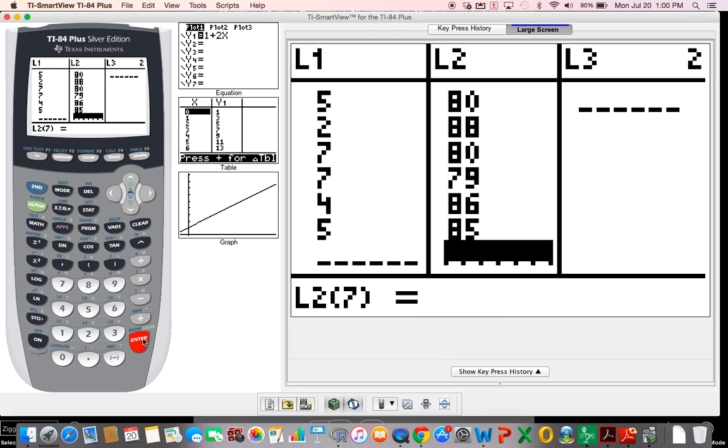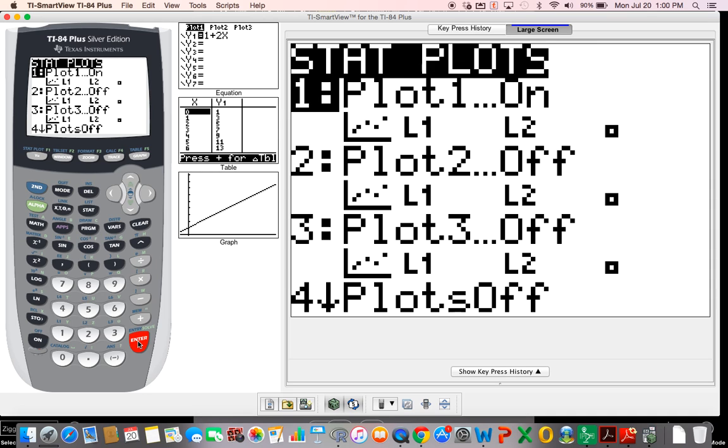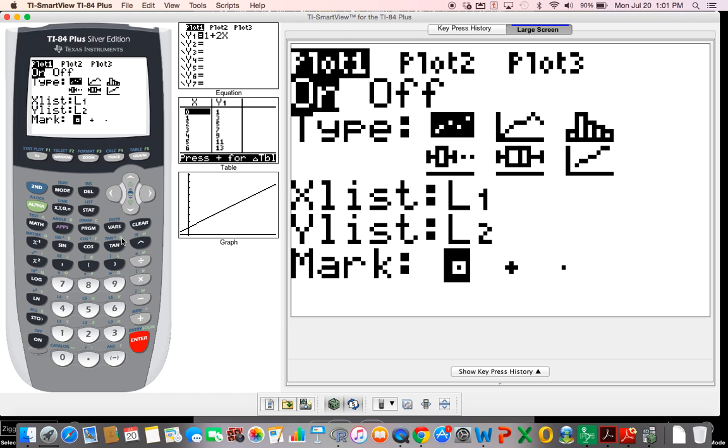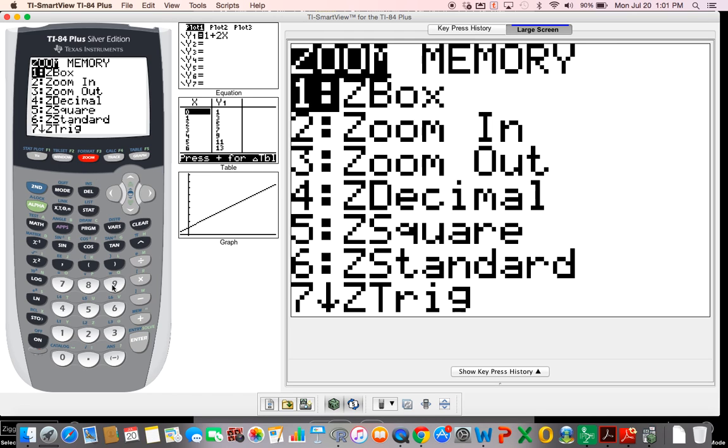All right, guys, before I get into anything fancy, I want to take a look. I want to take a picture. Not take a picture, but create a picture. So second function, stat plot. Make sure it's turned on. Everything looks good. Zoom 9.